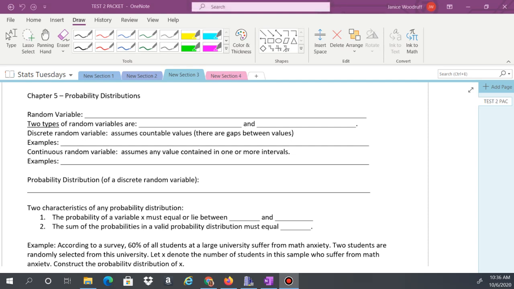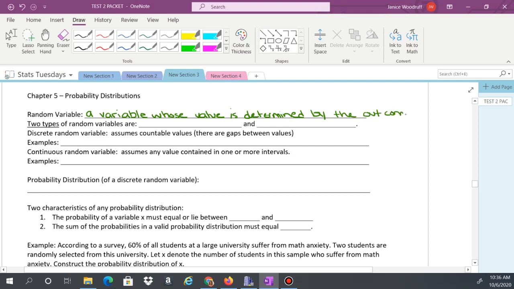All right, we are looking at probability distributions here. So let's start with a random variable. A random variable is a variable whose value is determined by the outcome of an experiment. Okay, so a variable whose value, probably should have given you a little more room here, sorry about that, is determined by the outcome of an experiment.